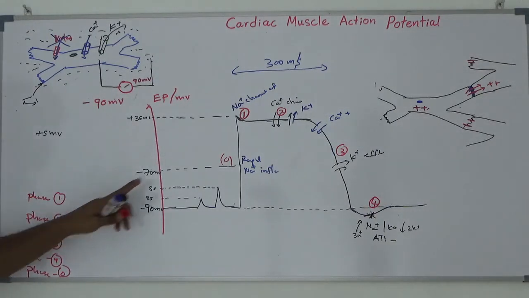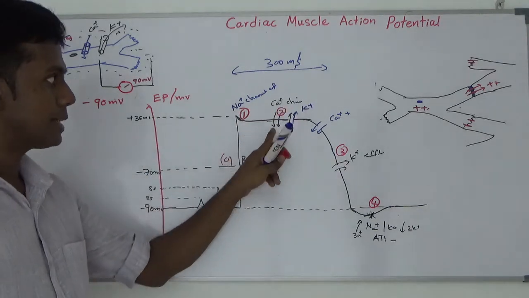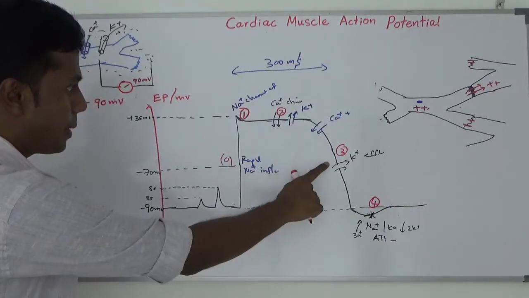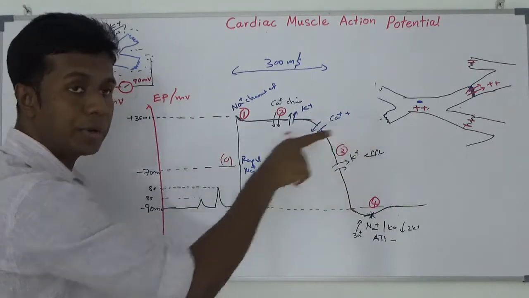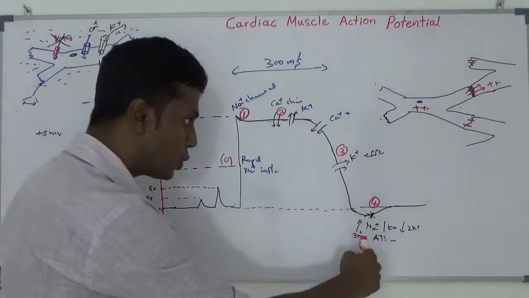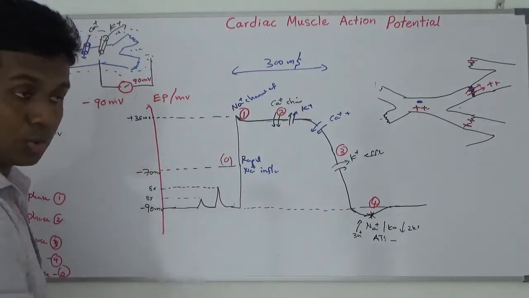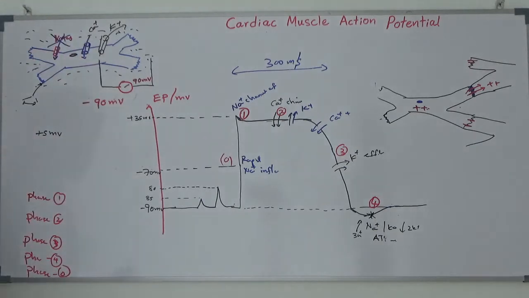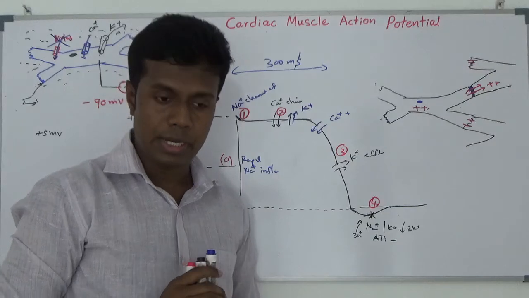Phase 1 is due to closure of the sodium channel. Phase 2 is due to calcium influx and potassium efflux. Phase 3 is due to closure of the calcium channel and continuous opening of the potassium channel. Phase 4 is due to sodium potassium ATPase activity. Phase 0 is due to rapid sodium influx through voltage gated sodium channel opening. That is what happened in my myocardial cell.